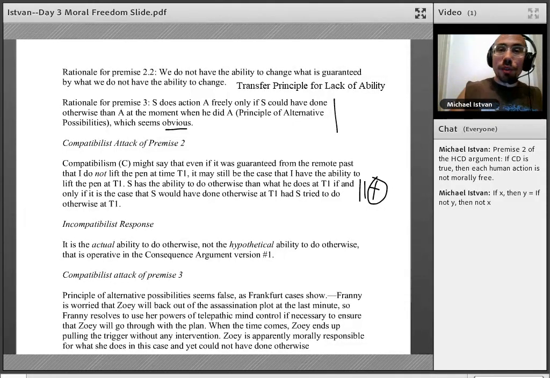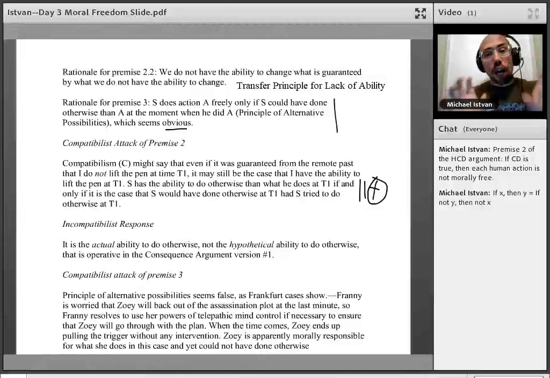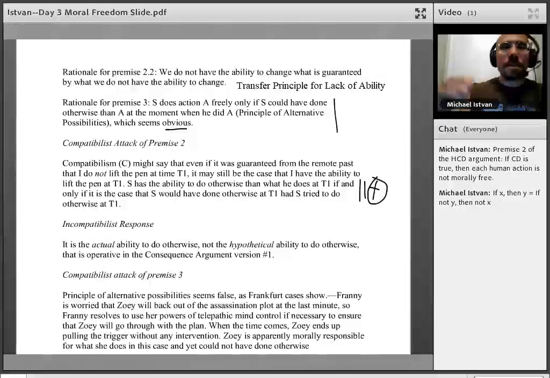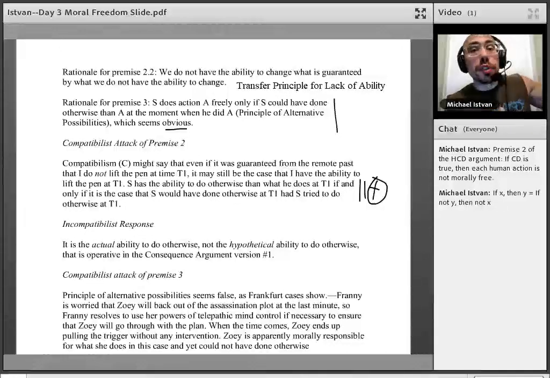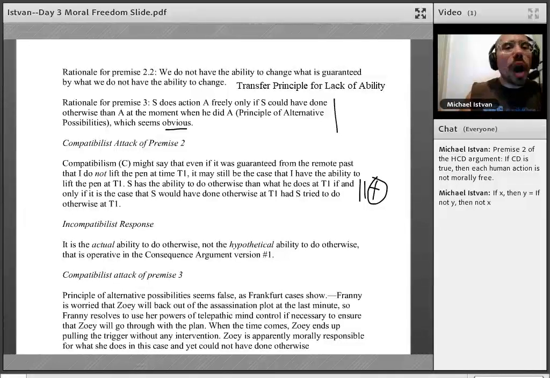I know some of you are thinking just that. You might not have put it that carefully and that precisely, but I know some of you were thinking just that. The incompatibilist is saying this. Look, if the past guarantees the future, and all of S's actions were guaranteed by the remote past before he was born, when he doesn't have the ability to change, then S would have tried to do otherwise at time 1, only if it were guaranteed by the remote past that he would try to do otherwise at time 1.